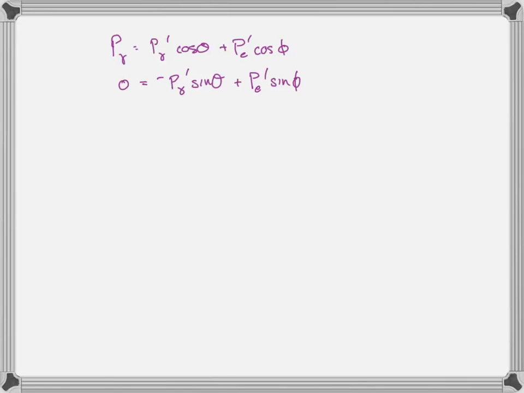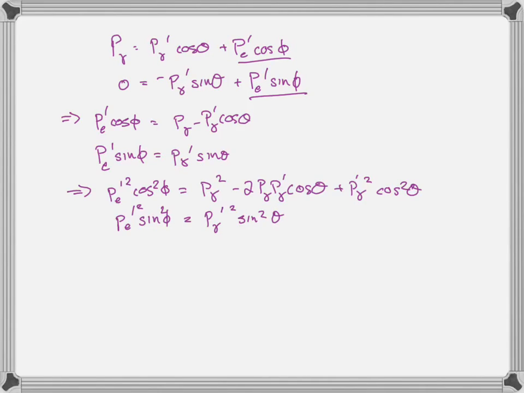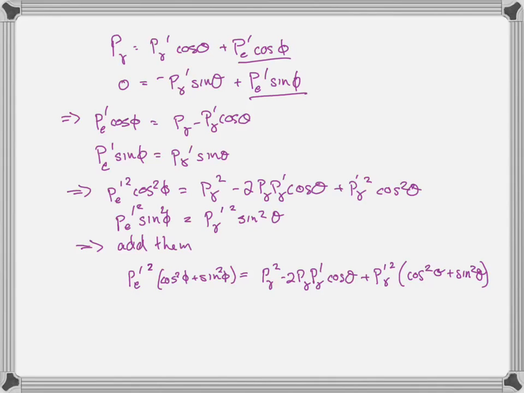How can we get rid of phi? Well, let's square both equations and add them, right? Because if we square both and add them, the cosine phi, sine phi turn into 1. Simply solve the first equation for p cosine phi and solve the second equation for p sine phi. Now I've squared both equations. Now I've added the two equations, the first equation to the second equation. I get the last equation, because cosine squared plus sine squared is 1.